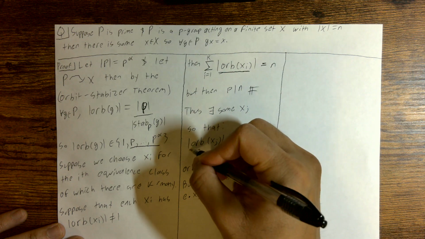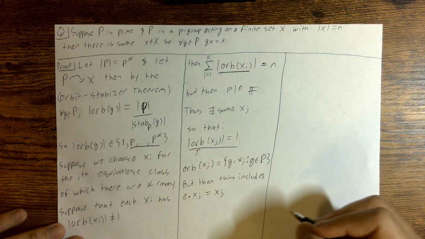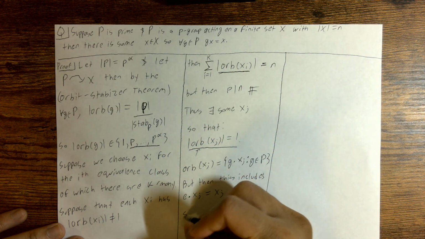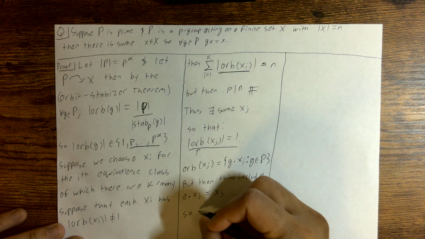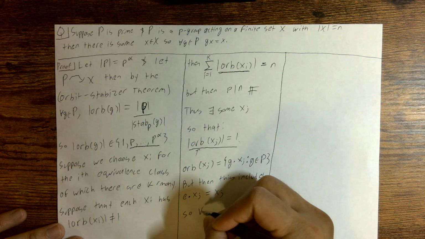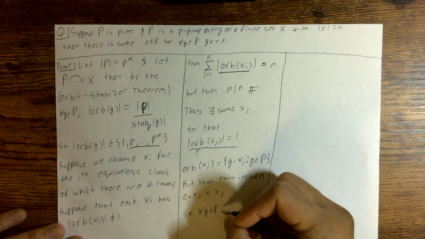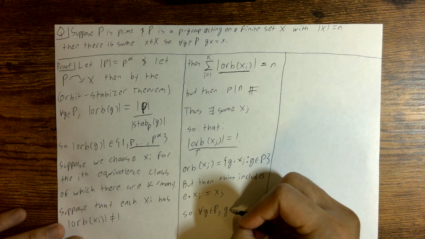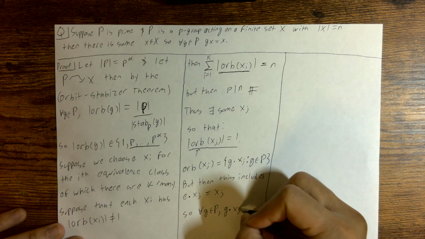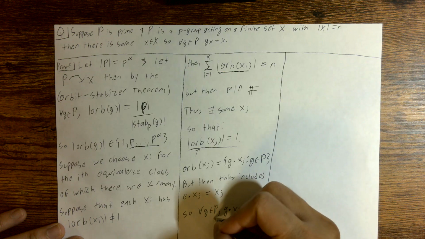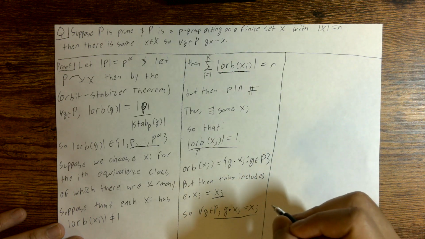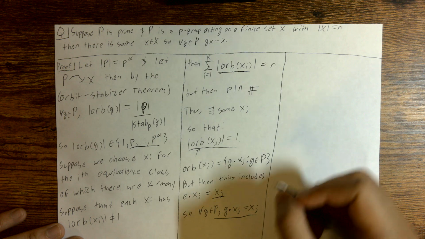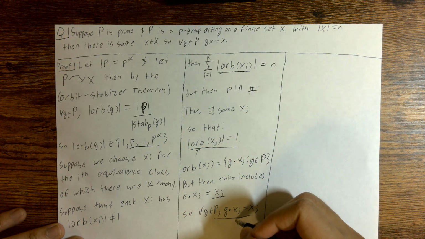However, we had that the size of the orbit is 1. So, for all g in P, g dot xj is equal to xj, which is exactly what we wanted. We found some xj in our set X satisfying this condition.